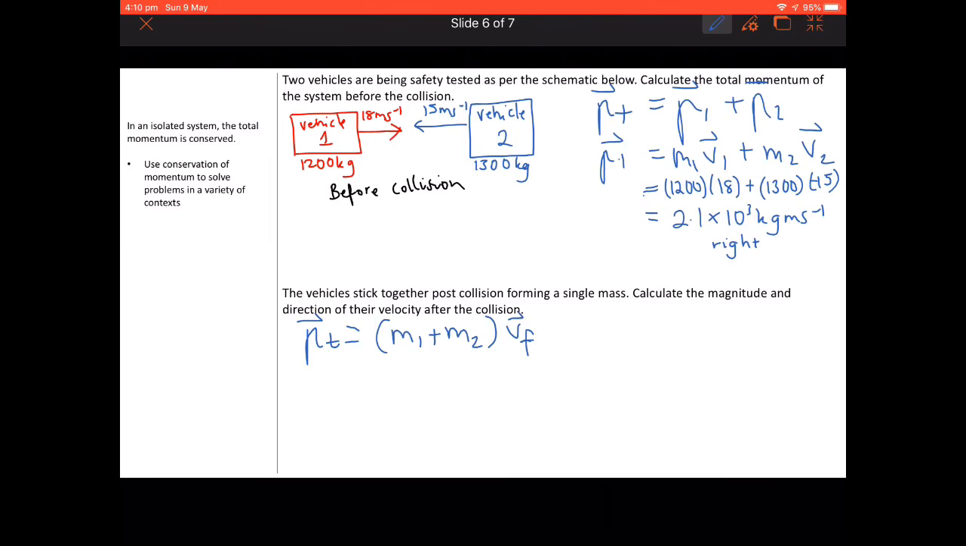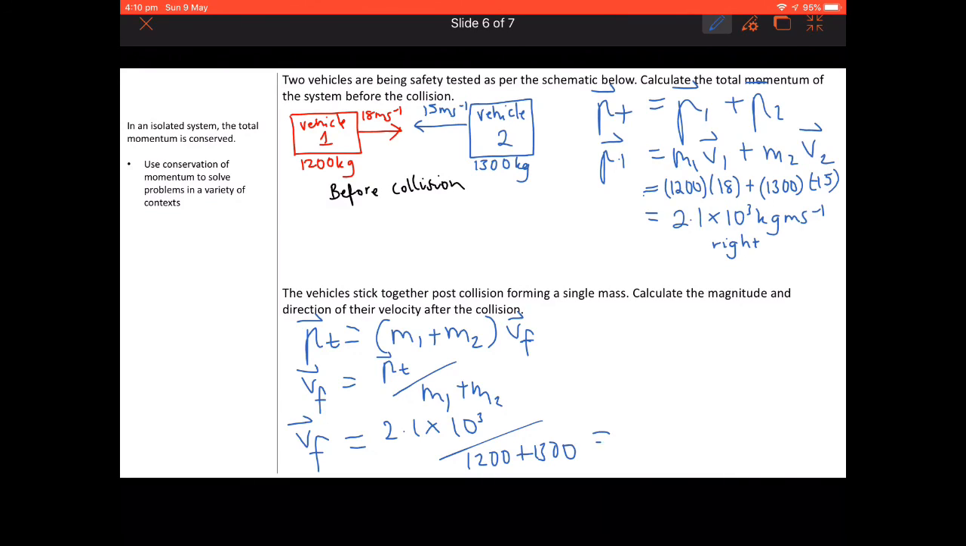So we want to find the velocity, so we'll rearrange this, and this will just end up being the total momentum divided by both of their masses. I'll just write it here. 2.1 by 10 to the 3, and then divided by 1200 plus 1300. Pop it all into your calculator and you'll end up with 0.84 meters per second to the right. So that's your final velocity of the overall mass.